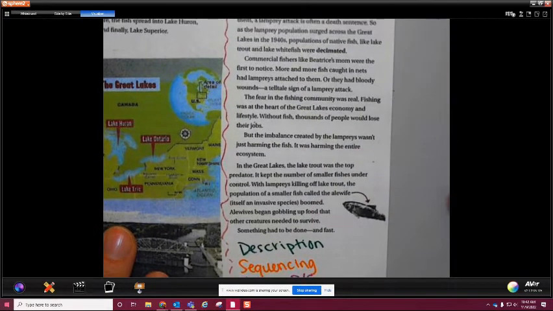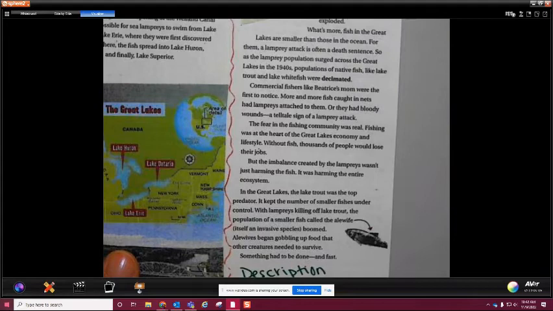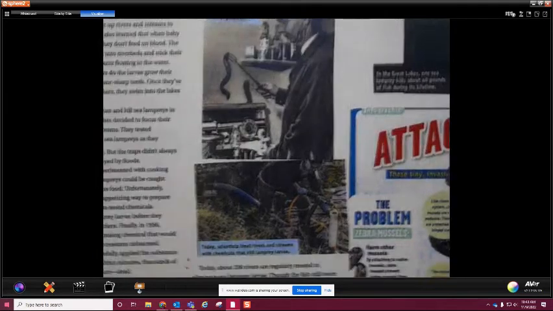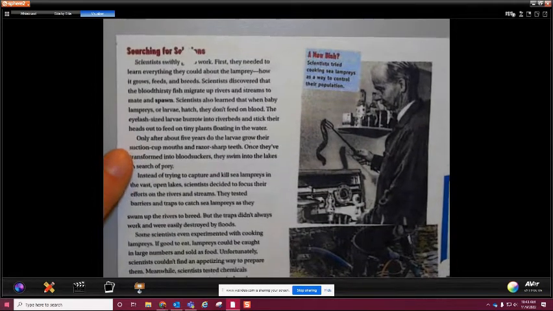All right, so we're talking about this problem. This kind of goes with the problem solution. There's a lot of cause and effect in there as well, but there's a lot of problem solution there. So in the back, we get into the actual solution part of it.